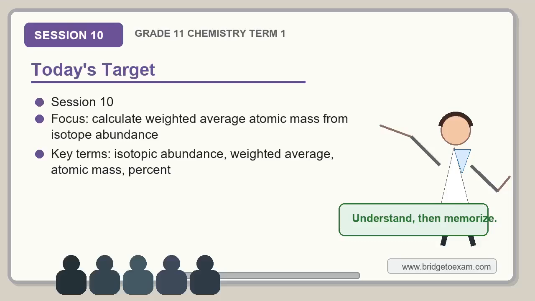Welcome, class. Today, our session title is Week 3, Session 10, Average Atomic Mass. We will move slowly and make the chemistry understandable. Your goal is to calculate weighted average atomic mass from isotope abundance. Listen for these key terms: isotopic abundance, weighted average, atomic mass, percent, AMU.